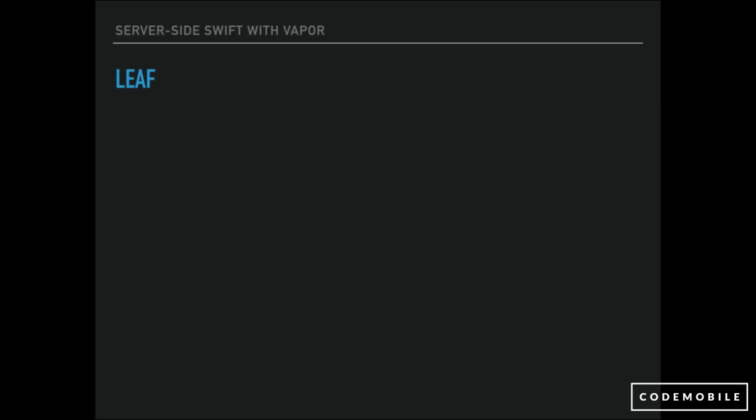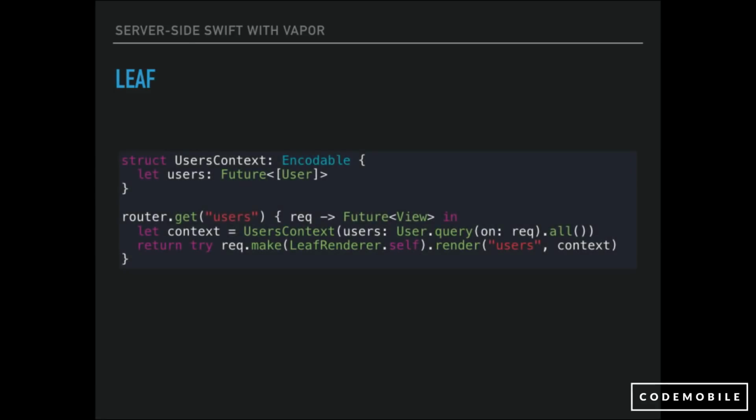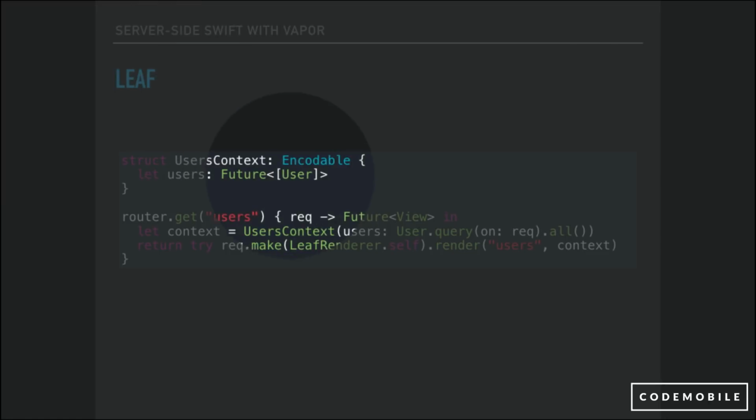I'll talk quickly about Leaf. Leaf is Vapor's templating language. And a quick look at how this works. Leaf uses Encodable. Because our user is Codable, we can just give it to Leaf, and Leaf will know how to use that. But one important thing to mention is that you'll notice I'm actually passing a future array of users here, and then I'm giving that straight to Leaf. So you create a Leaf renderer, and then you tell it to render this template with the context.